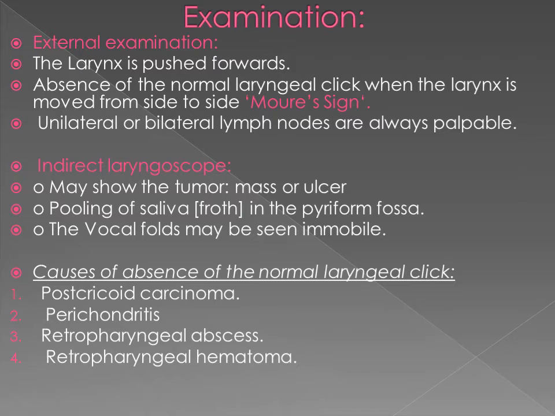The causes might be post-cricoid carcinoma or perichondritis in the larynx. Also, if there is any retropharyngeal collection like an abscess or hematoma, this will cause loss of the normal laryngeal click. Indirect laryngoscopy and endoscopic examination will show a mass with an ulcer or a fungating mass. Also pooling of saliva in the pyriform fossa due to paralysis of one of the structures of the larynx. Loss of mobility of the vocal folds might be a finding according to the extent of the disease.